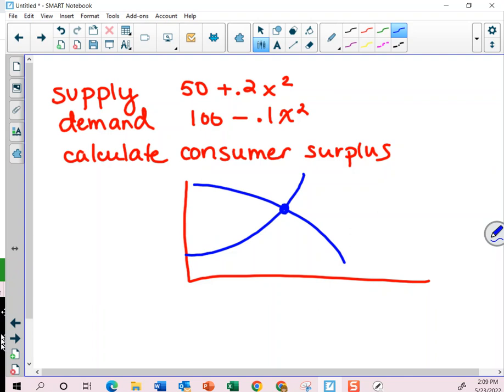This one looks a little bit like that. Go ahead and give that a try. See if you can find the point of intersection. I would definitely use my technology to do that, but you could also use some algebra.